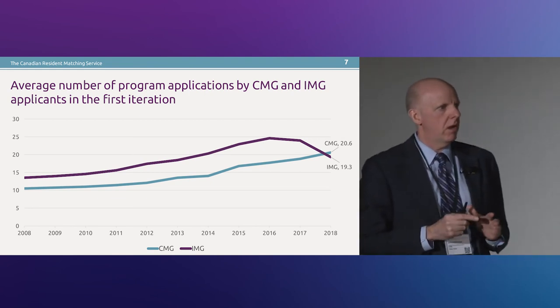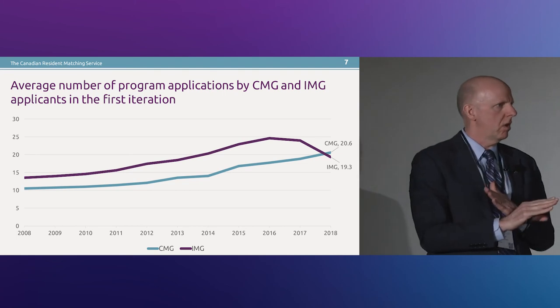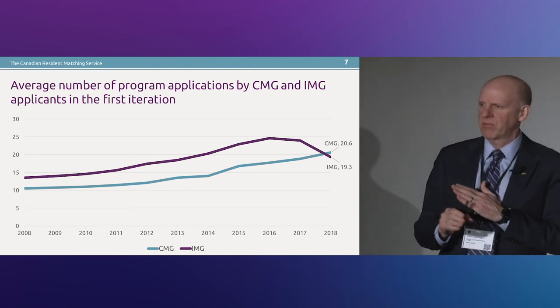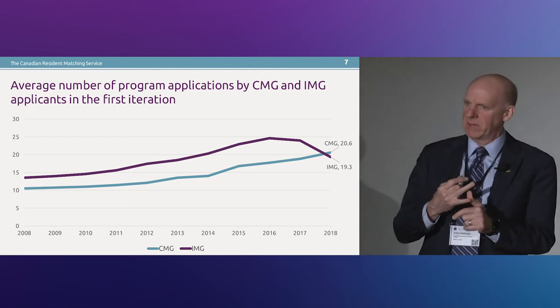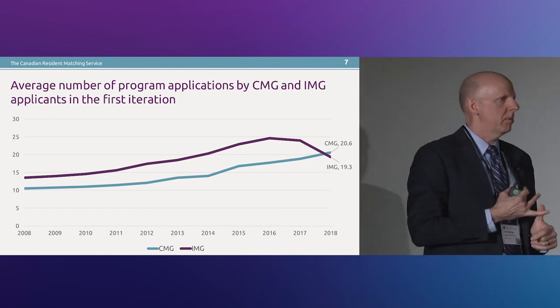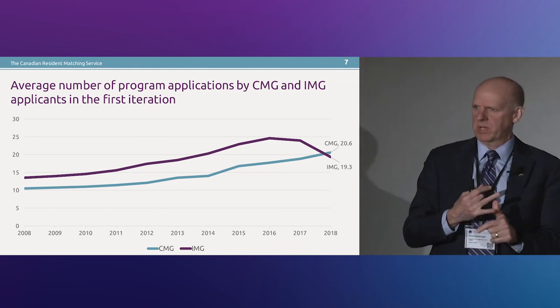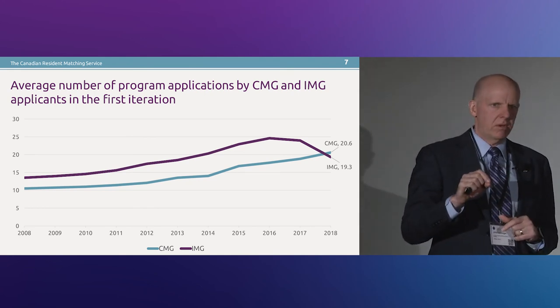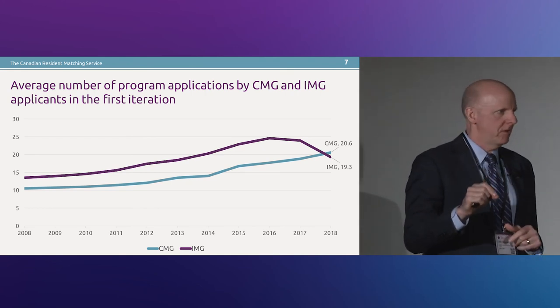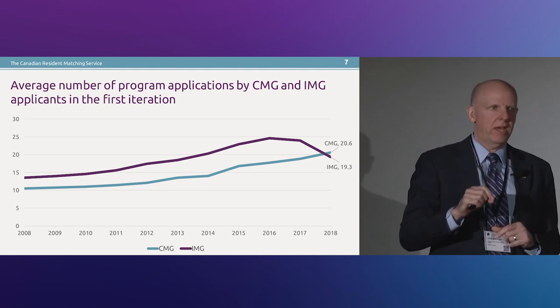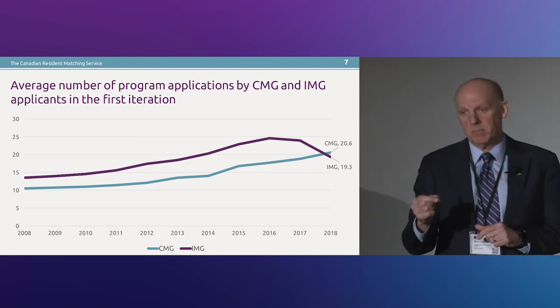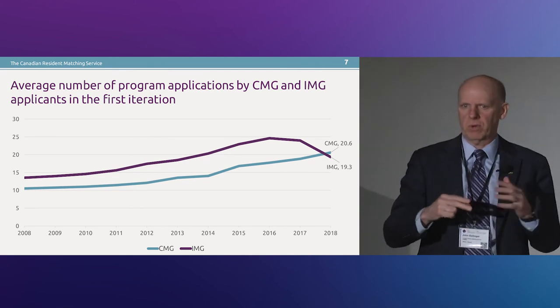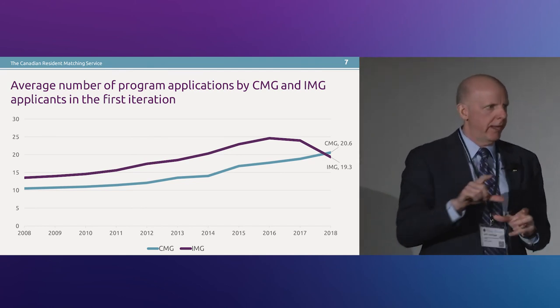And this is the first time where the lines cross each other. The reason for that is that in BC, there was a cap placed on the number of IMGs who can participate in the match. BC has a higher than average number of applications per applicant, plus it had a high number of IMGs actually applying to BC previously, so that combination really drove down the national average as well.